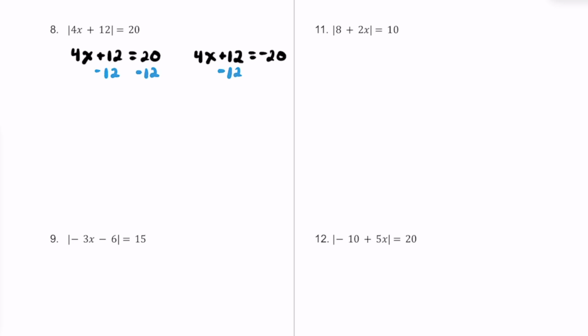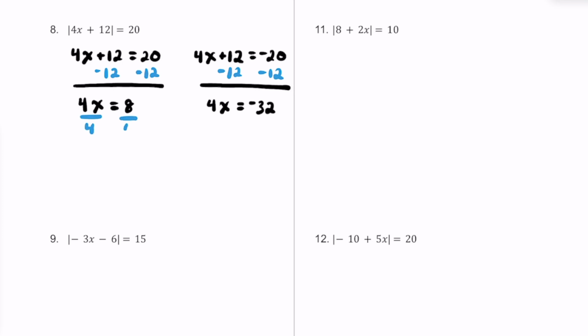Let's do that for both of these, since it seems to be a similar pattern here. Let's go ahead and see what that's going to get us. On the equation to the left, we're going to get 4x is equal to 8 on the right side. And then for this equation on the right side, or in this scenario, we're going to get 4x is equal to negative 32.